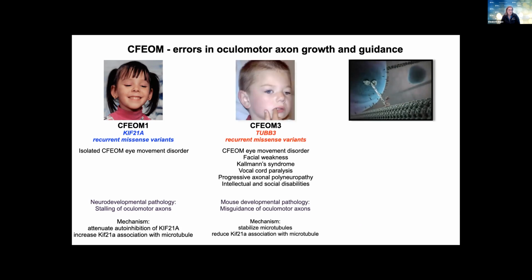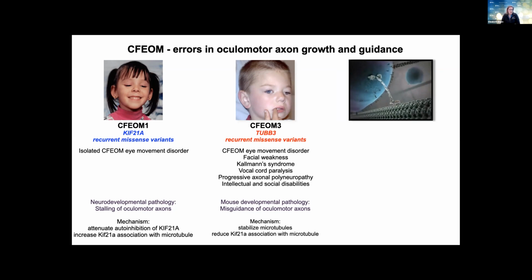By contrast, this child has an often indistinguishable form of CFEOM, but it is syndromic, and it results from specific recurrent missense mutations in the gene TUBB3. TUBB3 encodes a tubulin isotype that's a building block for the neuronal microtubule cytoskeleton, and that's a cytoskeleton upon which this kinesin is walking. In addition to CFEOM, he has dysfunction of additional cranial nerves, he has intellectual and social disabilities, and a progressive axonal polyneuropathy.